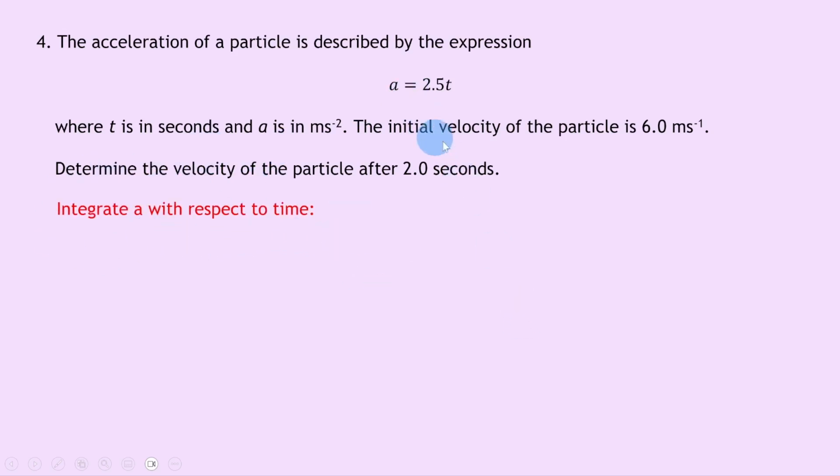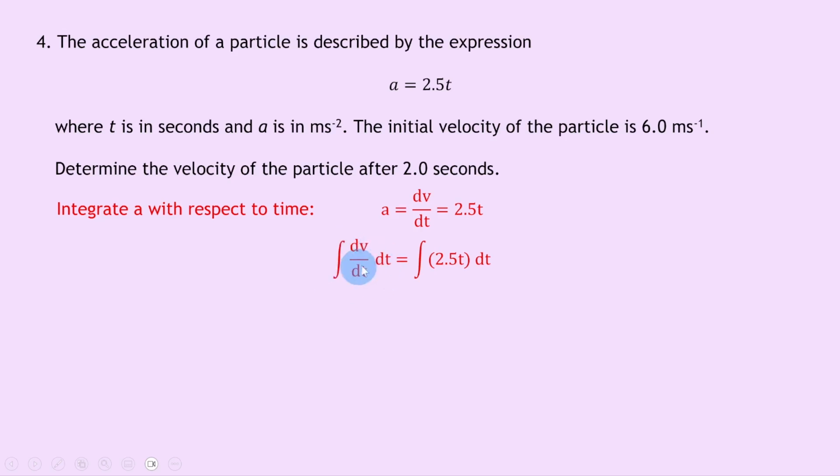So we can rewrite this a equals 2.5t as a equals dv by dt equals 2.5t, where this is just the equation from the relationship sheet. And then we can ignore this a equals part and just deal with the dv by dt equals 2.5t. So if we take that and integrate both sides with respect to time, we have the integral of dv by dt is equal to the integral of 2.5t dt.